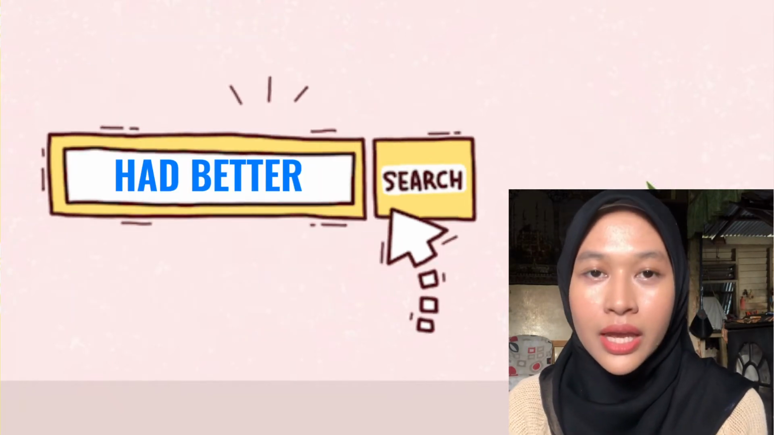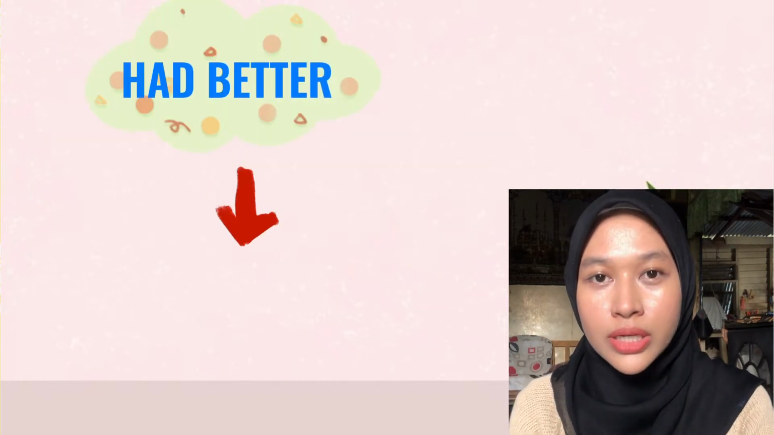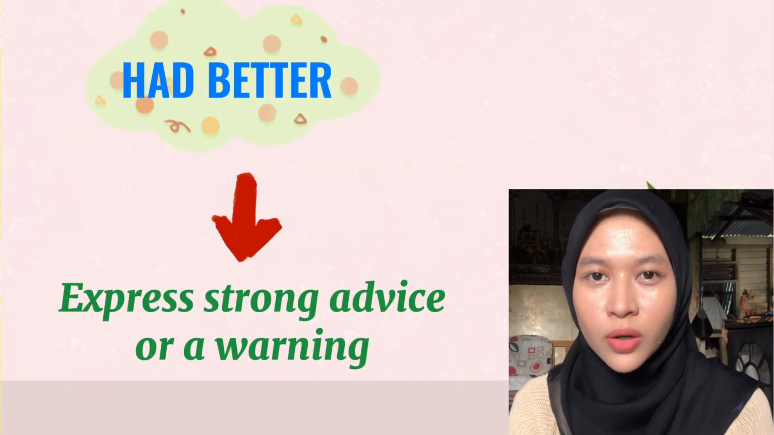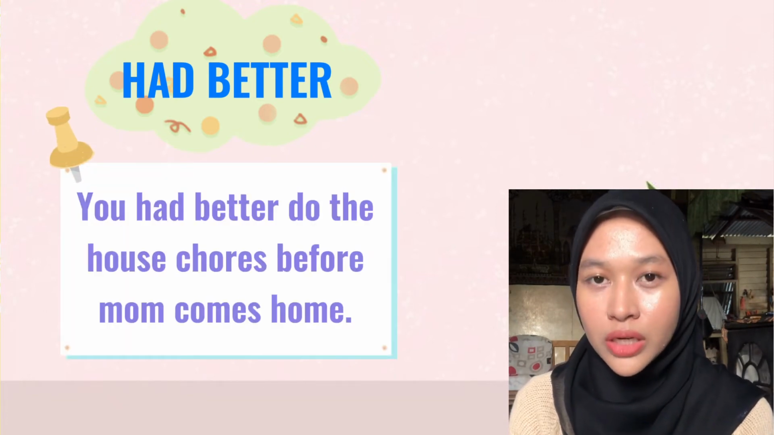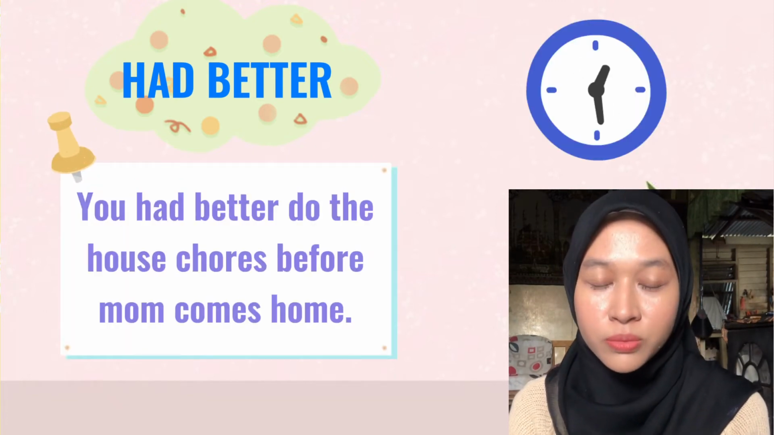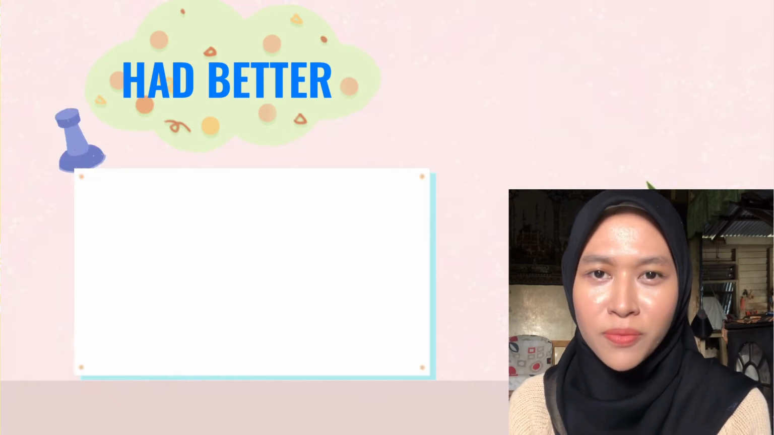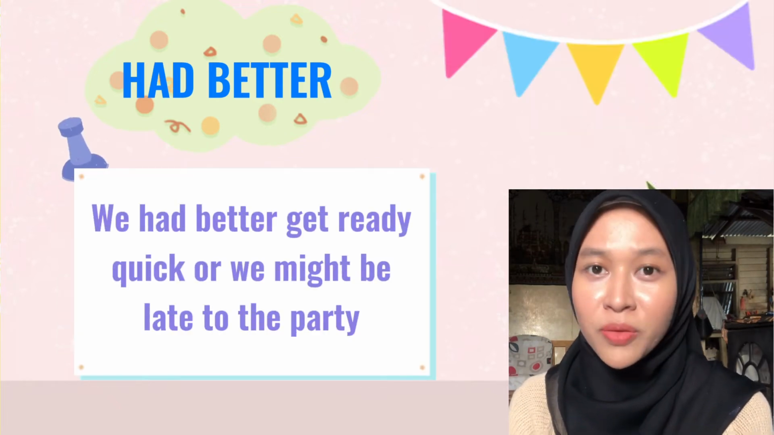The next modal we have is had better. Had better is usually used to express strong advice or warning. As an example, you had better do the house chores before mom comes home, or we had better get ready quick, or we might be late to the party.